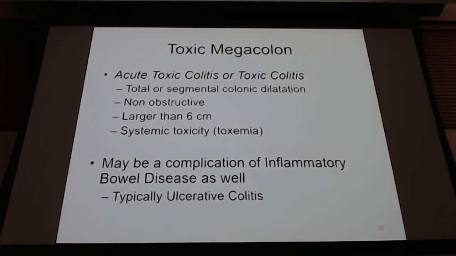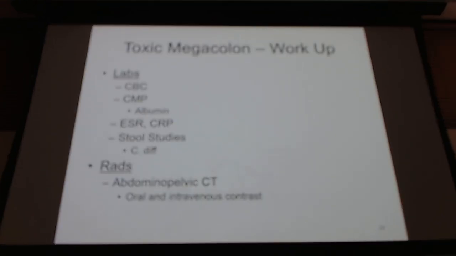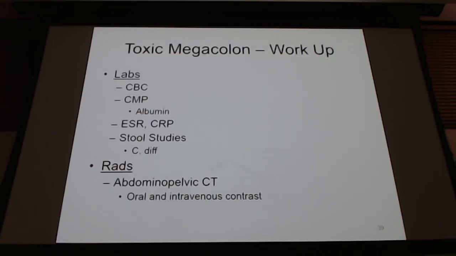Specifically, the precursor is ulcerative colitis. So be concerned that people with ulcerative colitis can progress to toxic colon. Now, how do we work this up? A little bit of throw in the kitchen sink. So that albumin is going to be included in that CMP, but we want a CBC to see how bad the leukocytosis is, or is there any anemia.